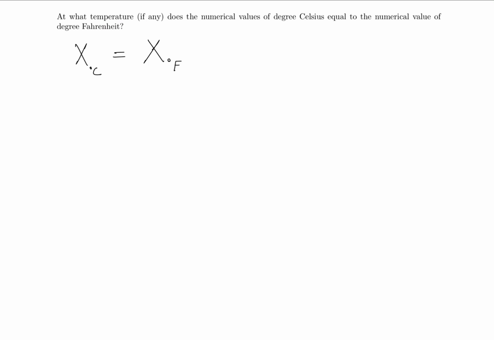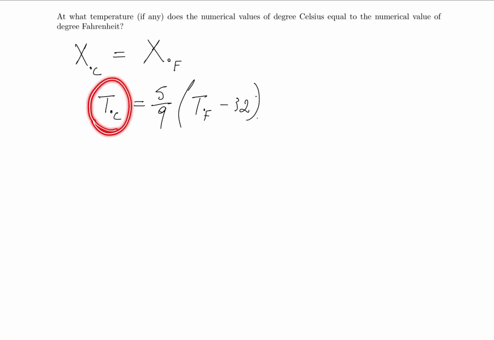Well, we know that the two are related this way. That is, the temperature in degrees Celsius is given by 5/9 times the temperature in degrees Fahrenheit minus 32. You might recall this relationship between temperature in degrees Celsius and temperature in degrees Fahrenheit. But we want the point where the value here is equal to the value here.